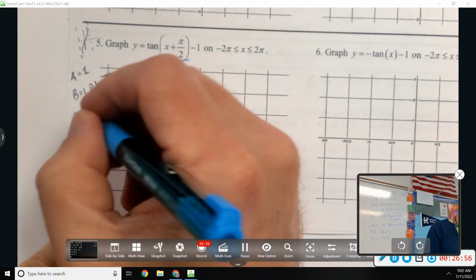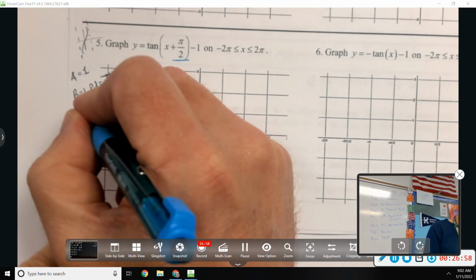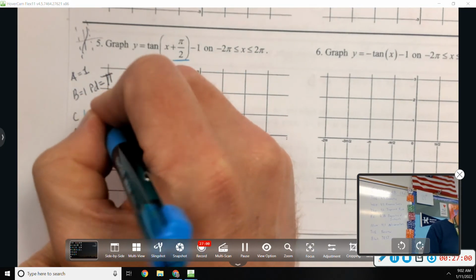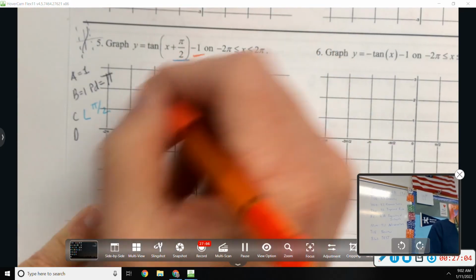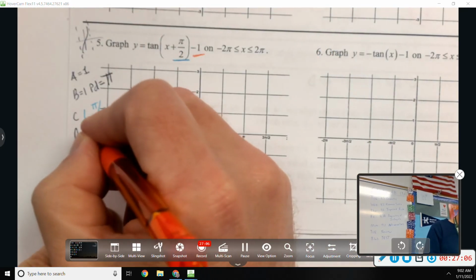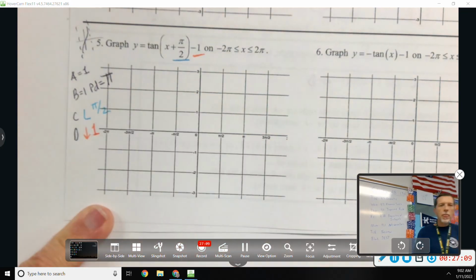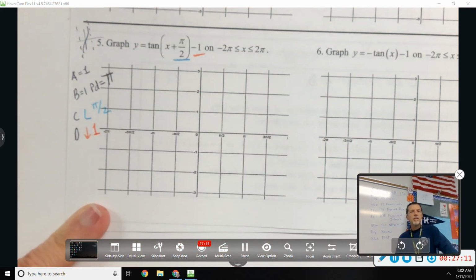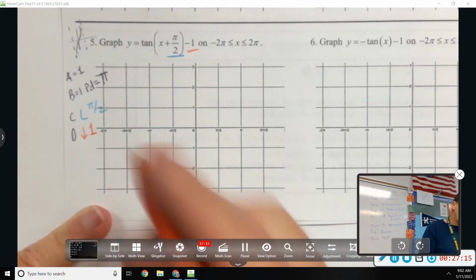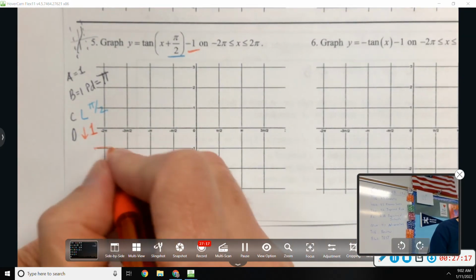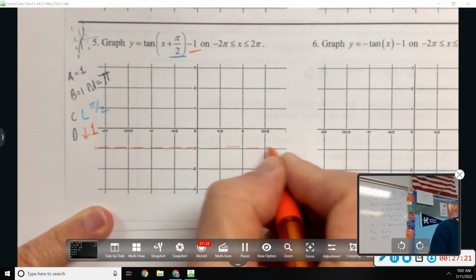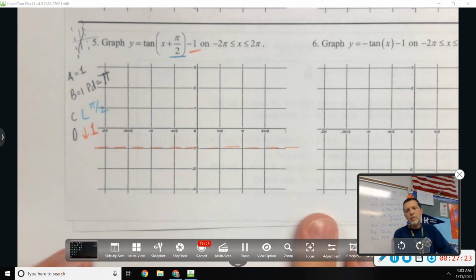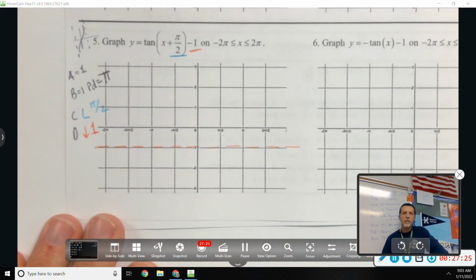And then plus pi over 2 means we're going left pi over 2. And minus 1 means you're going down 1. So we find A, B, C, D. We use them in the reverse order. So down 1, I'm going to, again, sketch the down 1 line because that's the middle of the graph. It's not a wave anymore, but it's still the midline of the graph.